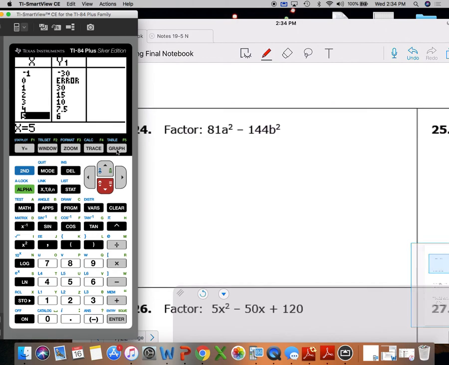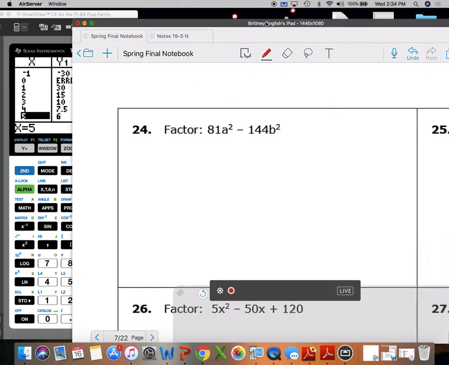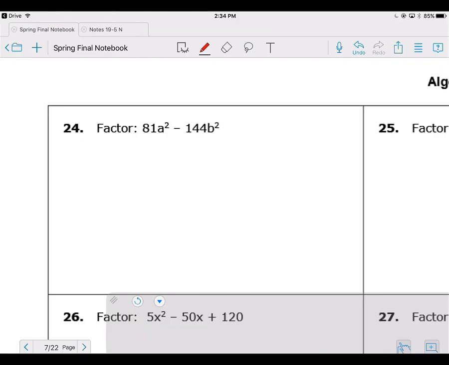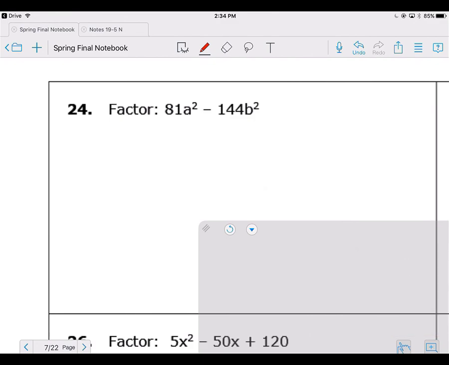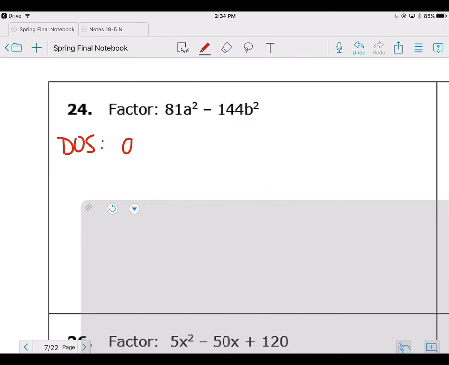Problem 24 asks me again to factor. This time I have a special case. If I notice, I only have 2 terms. And this is our difference of squares, where it says a squared minus b squared is a plus b and a minus b. So to figure out what a and b are, I need to take the square roots.